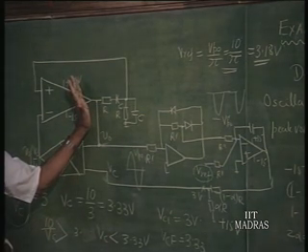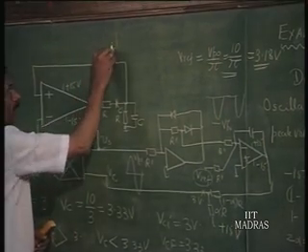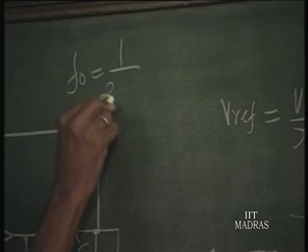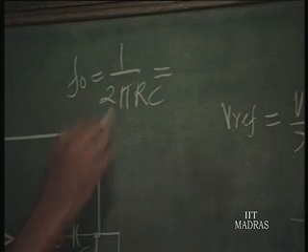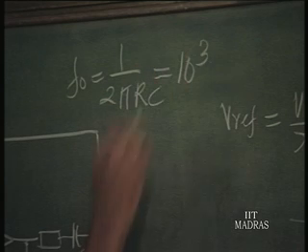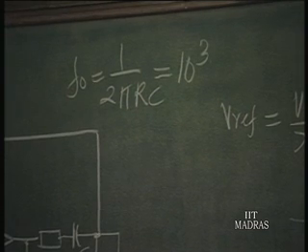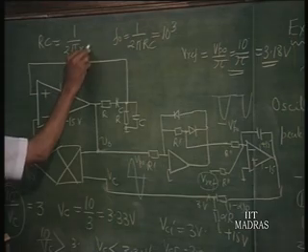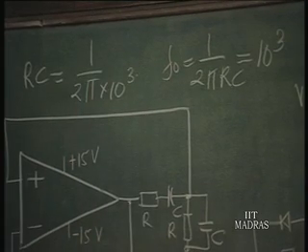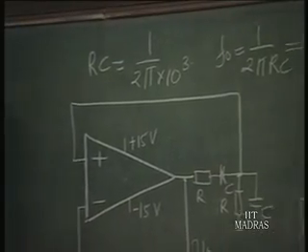volts peak. Now, only one thing is left out, the frequency f naught is equal to 1 by 2 pi R C, that is required to be 1 kilohertz. So, 10 to power 3 hertz. So, R C is going to be equal to 1 over 2 pi into 10 to power 3. Let us select R as 10 K.